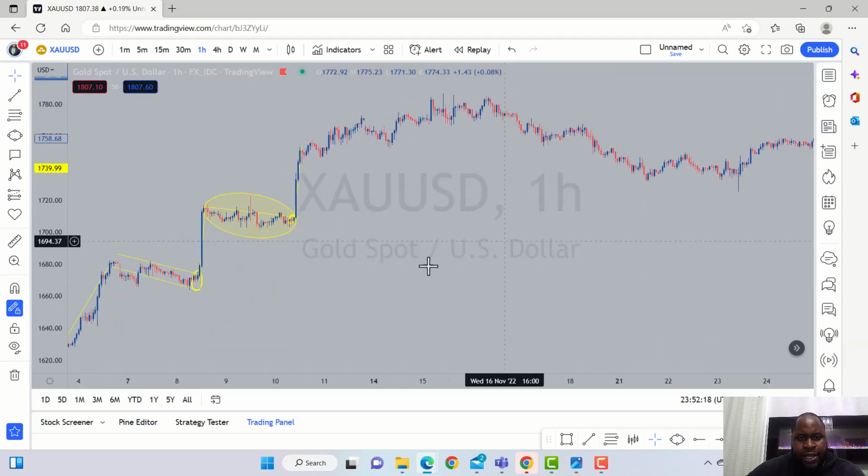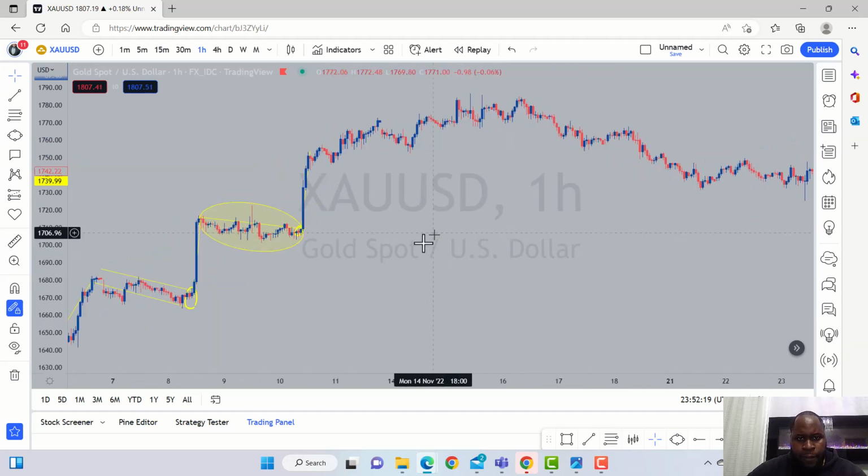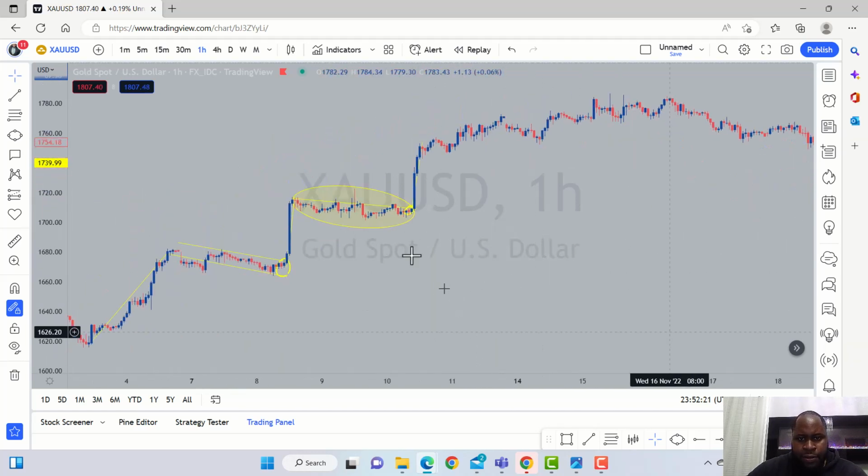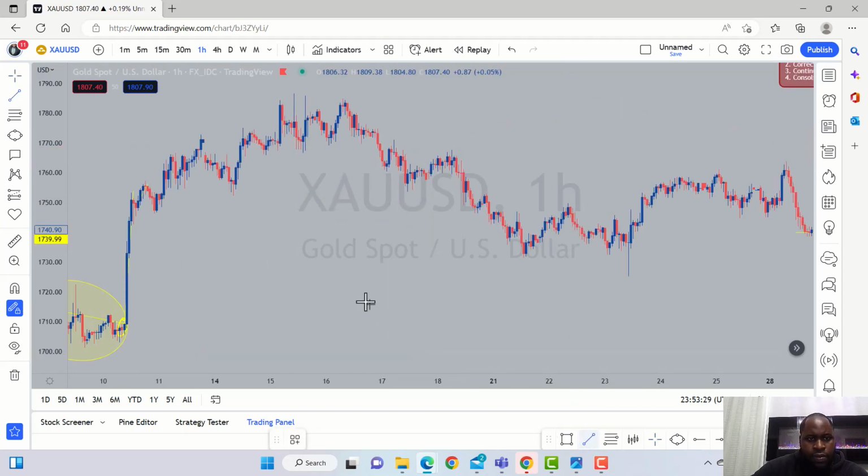All right, back to that 1 hour. And again, we have that continuation there. So now we're looking for some sort of correction. The market is making smaller moves now. Corrections, continuations, corrections, continuations, right?